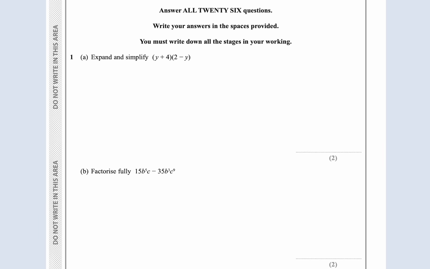Okay, this is January 2022, paper 2H. So expand this. We do y times 2, y times minus y, 4 times 2, 4 times minus y. Giving us y times 2, 2y, y times minus y, minus y squared. 4 times 2 is plus 8, and 4 times minus y is minus 4y.